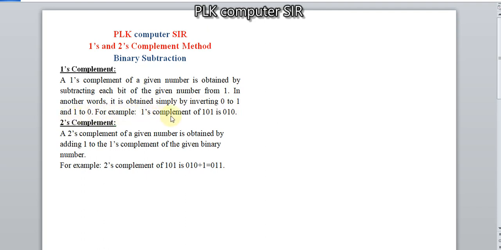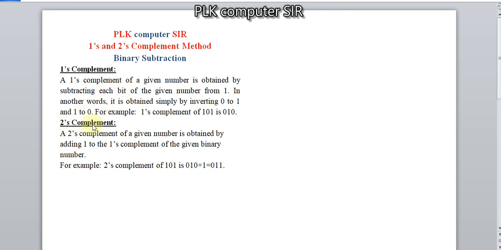For example, the 1s complement of 101 is, so look, here 1 will be 0. So 0 will be inverted to 1, and 1 will be inverted to 0. In this way, we can find the 1s complement.